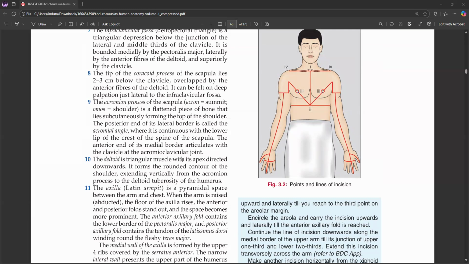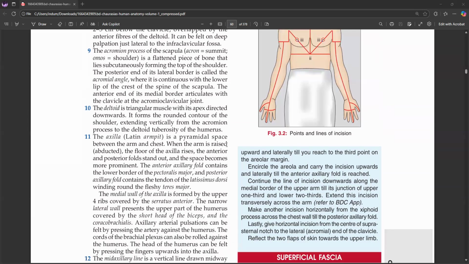Number 9. The acromion process of the scapula is a flattened piece of bone that lies subcutaneously forming the top of the shoulder. The posterior end of its lateral border is called the acromial angle, where it is continuous with the lower lip of the crest of the spine of the scapula. The anterior end of its medial border articulates with the clavicle at the acromioclavicular joint. Number 10. The deltoid is triangular muscle with its apex directed downwards. It forms the rounded contour of the shoulder, extending vertically from the acromion process to the deltoid tuberosity of the humerus.